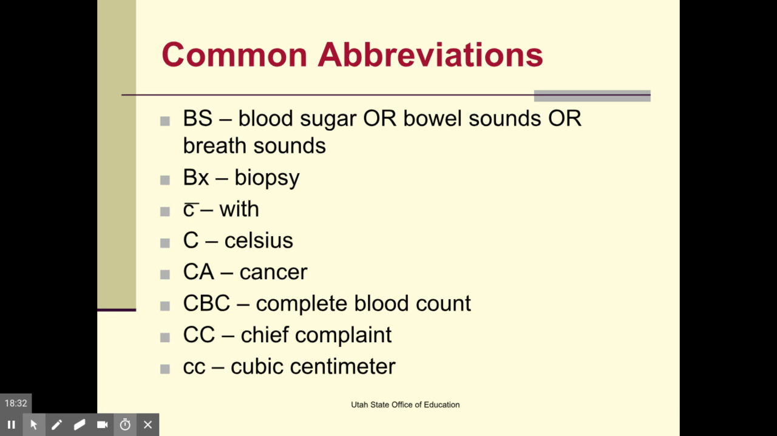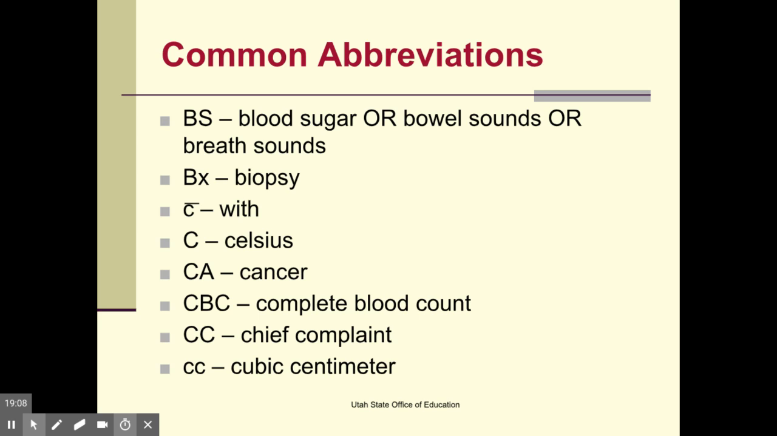We don't really use BS for blood sugar because some people write that for bowel sounds, or breast sounds. So it can be used for multiple things, and we really don't use BS anymore. We may do FSBS for fasting blood sugar. But normally we will write out breast sounds, bowel sounds, or blood sugar because it can be too many different things and it can be confusing. So when they mean more than one thing, I would use caution and just write that out.